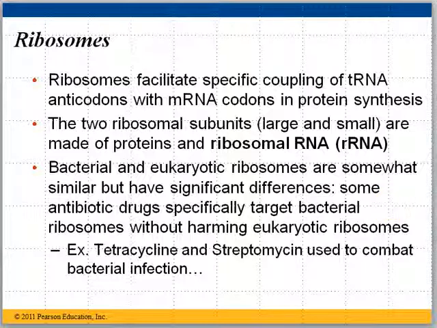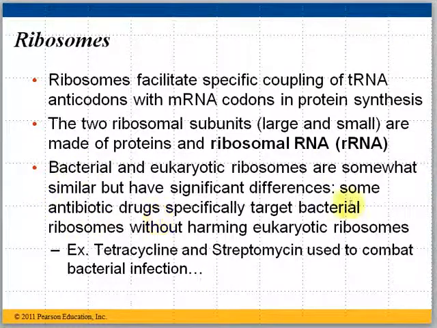Lucky for us, we don't have to go into detail as to what those differences are, but we might want to mention that there are some antibiotic drugs that specifically target bacterial ribosomes, and they don't harm eukaryotic ribosomes. So there are certain drugs, and you've probably heard of them before, tetracycline and streptomycin. These are antibacterial drugs in fairly common use that you can use to kill off bacteria because they disrupt and affect their ribosomes, but they won't do any damage to the eukaryotic ribosomes of your own cells. So that makes it a very powerful and good antibiotic drug.